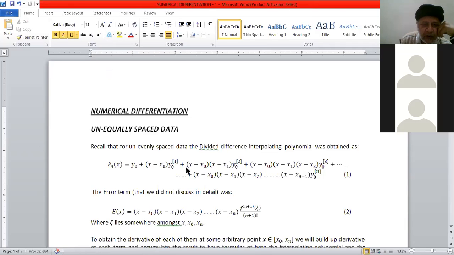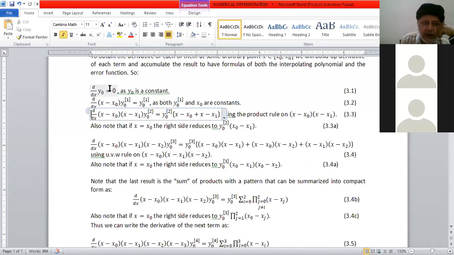Then the next term, if we take the derivative, this term is constant. And you have the variable part, which is in the form of u and v, u into v. So we apply the u into v formula to get the derivative of this part. That will constitute the third term, in fact, the second term of the derivative formula. Taking the next term for differentiation, the third order divided difference is constant. The rest is the variable part, which is u into v into w. And these steps are demonstrated here.